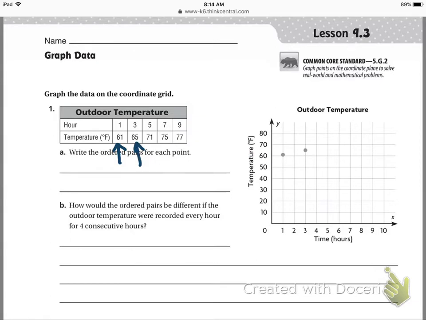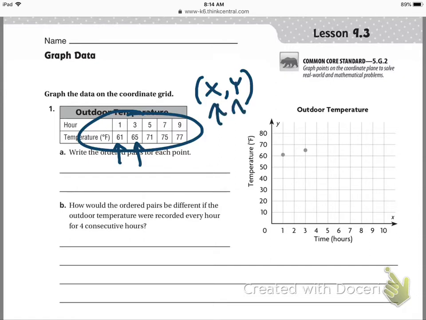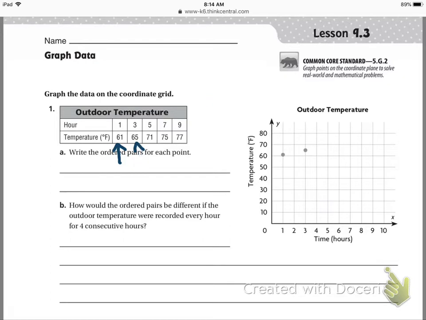Now, remember from yesterday's lesson in 9.2, we talked about ordered pairs being presented like this: a parenthesis, the x, comma, then the y, parenthesis. Notice that this data over here is not presented like that. So in order to graph them, we have to put them into an x, y format. All right, let's go ahead and do that now by looking at their data.